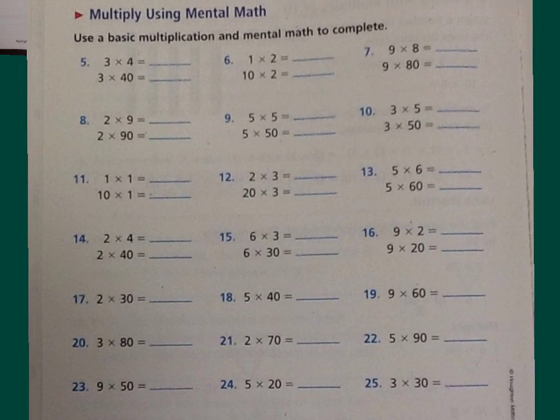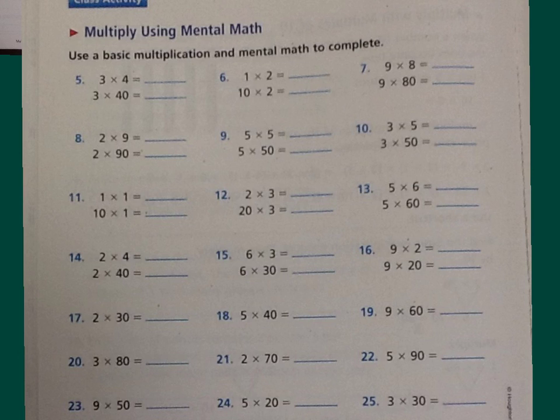So on this page, it's the same type of thing. If 3 times 4 is 12, what would 3 times 40 be? Well, it would be that same 12, but then with a 0 on it. Number 7, 1 times 2 is 2. So what is 10 times 2? Well, it would be that same 2, but with a 0 on it. 9 times 8 is 72. 9 times 80 would be 72 with that 0 on it.